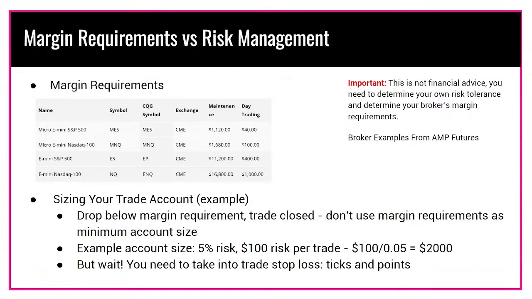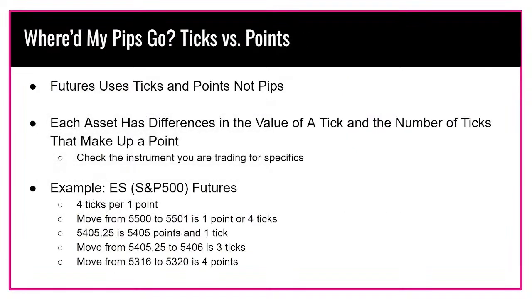However, that's not all. In Forex, price movement is measured in pips, but in futures, it's measured in ticks and points. Let's get into what those are. In the Forex market, price moves in pips, whereas the futures market is measured in ticks and points. Understanding the distinction between ticks and points is vital to risk management and position sizing in futures trading.